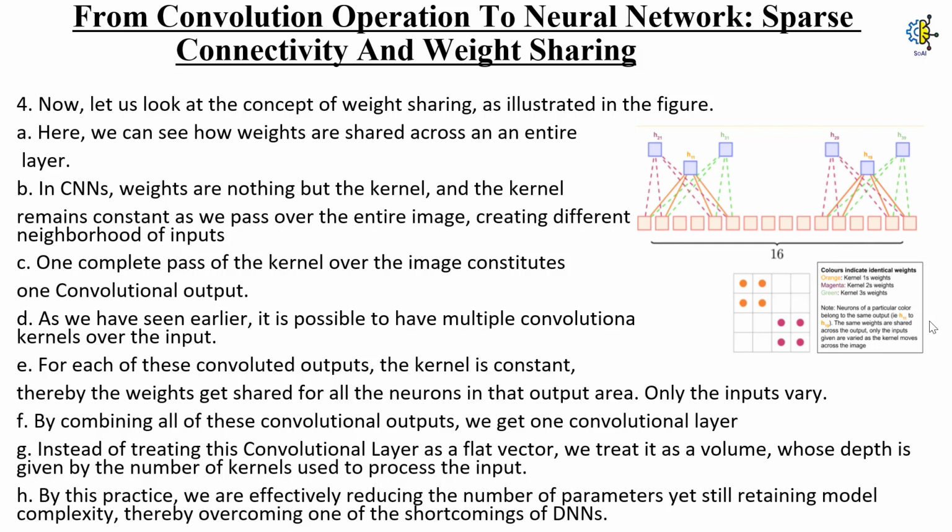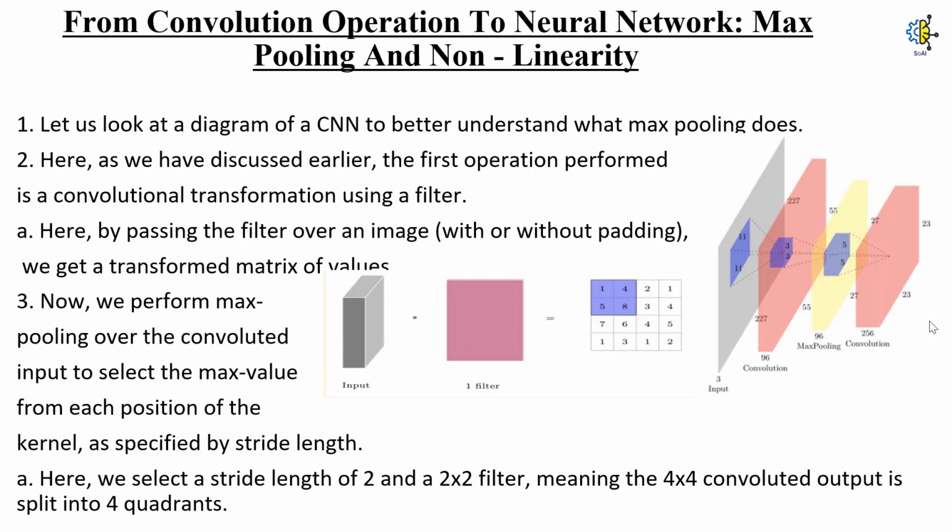By combining all of these convolutional outputs, we get one convolutional layer. Instead of treating the convolutional layer as a flat vector, we treat it as a volume, whose depth is given by the number of kernels used to process the input. By this practice, we are effectively reducing the number of parameters yet still retaining model complexity, thereby overcoming one of the shortcomings of DNNs.